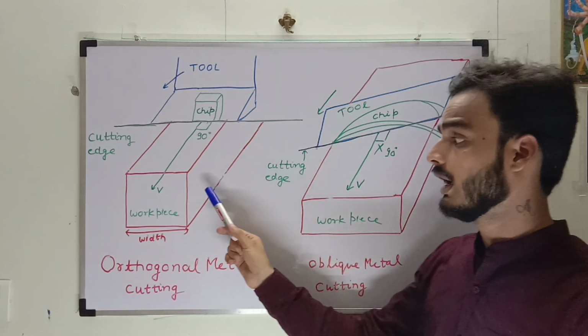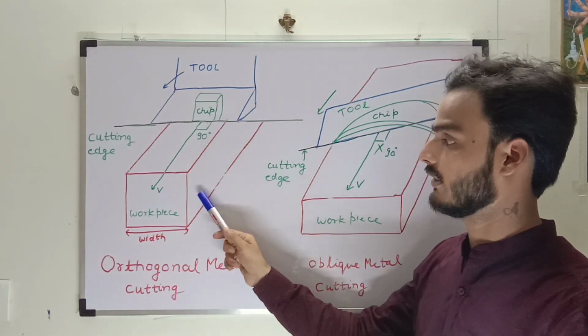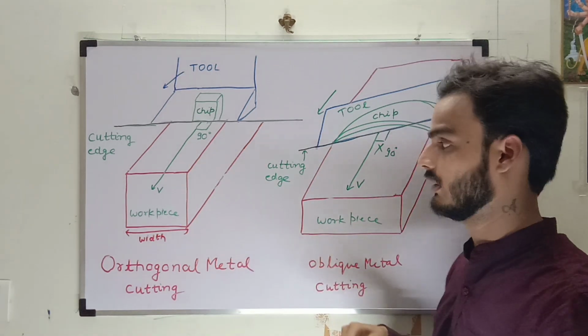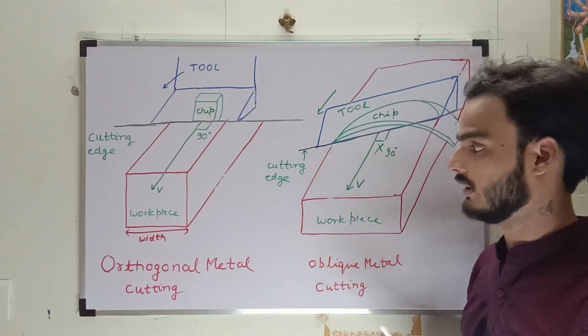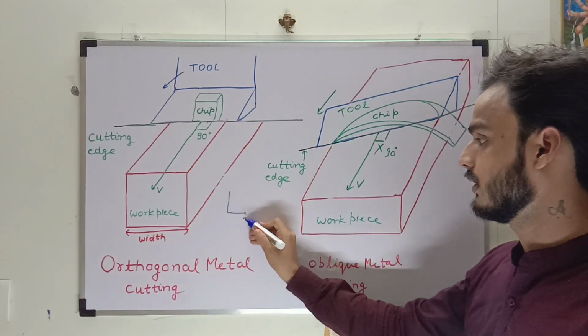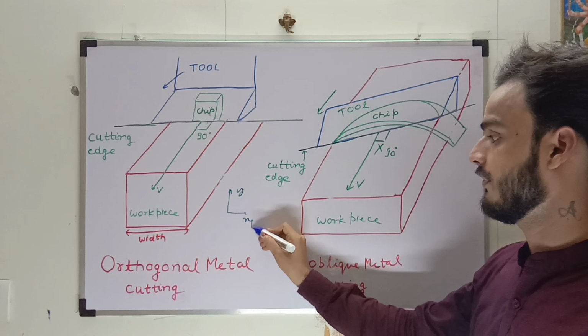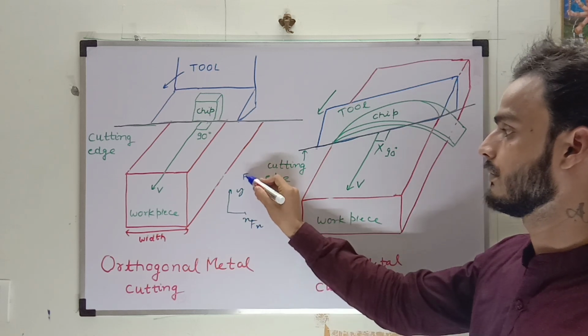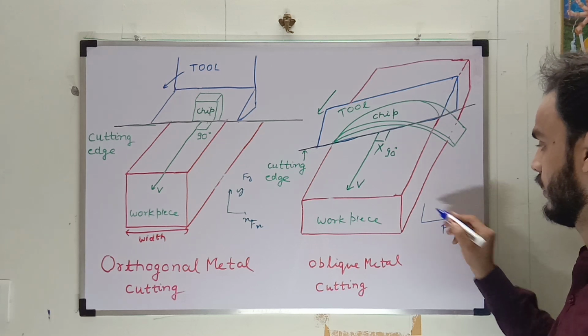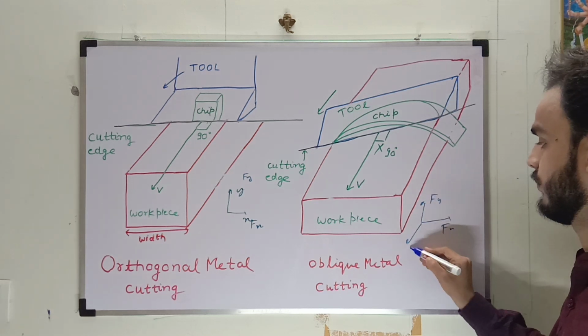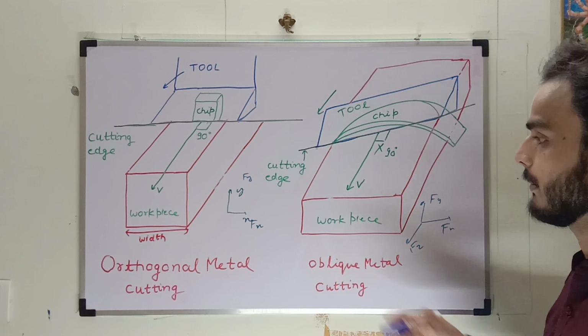And the third point is that cutting force acts along two directions, the x direction and the y direction. Look here, this is the x and this is the y. So Fx and Fy. But here, in oblique metal cutting, the cutting force acts along three directions: Fx, Fy and Fz.